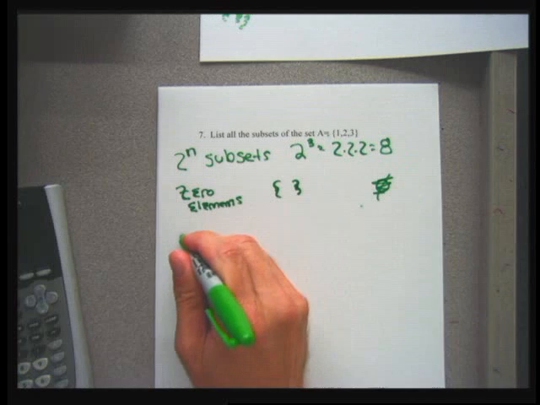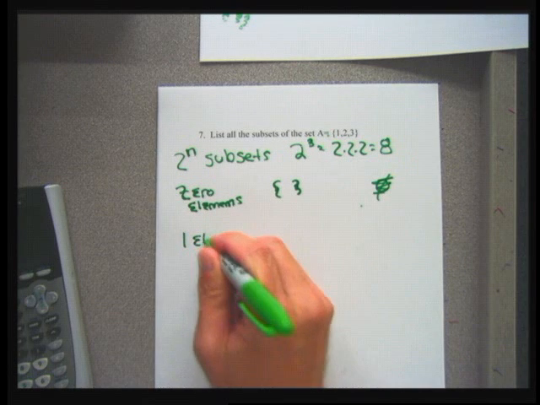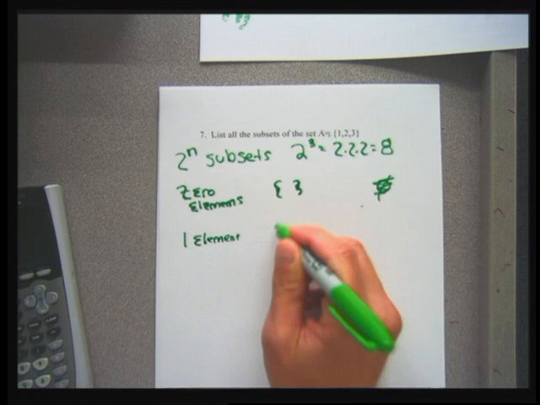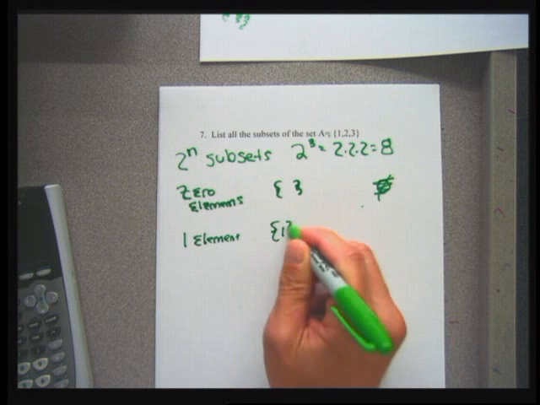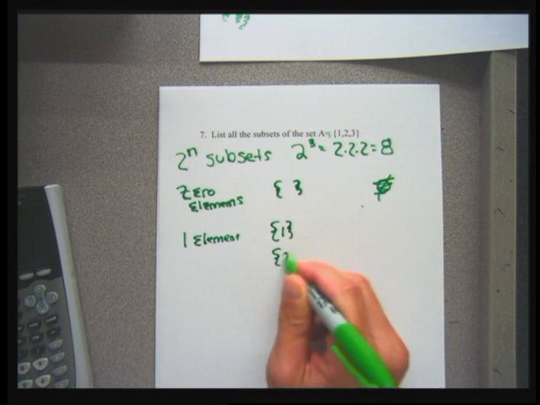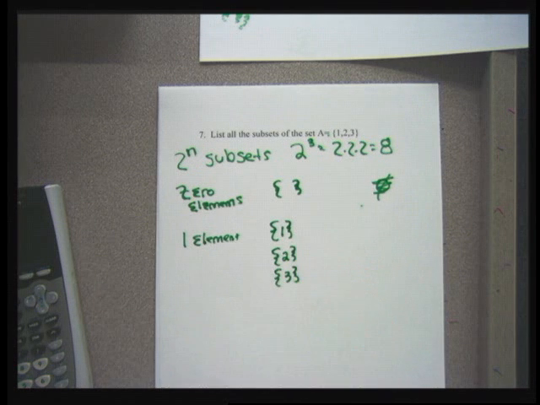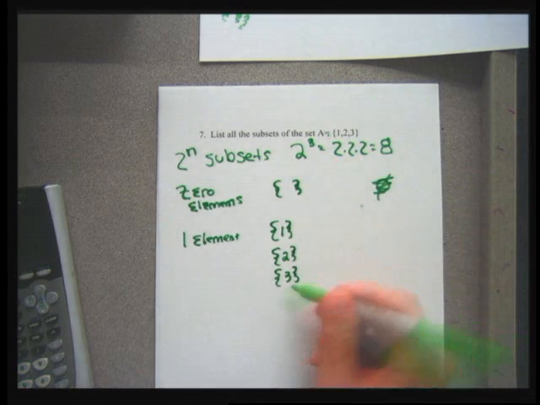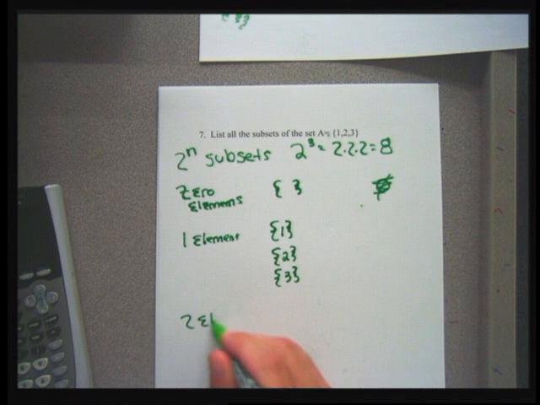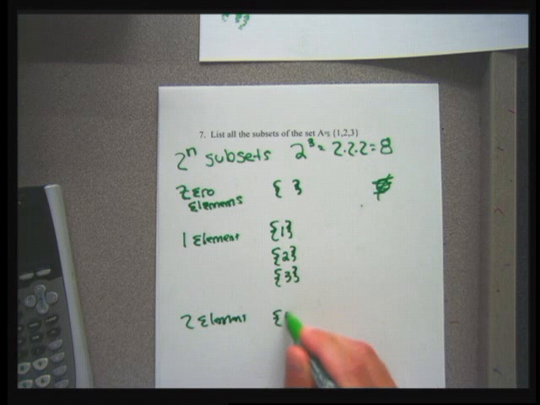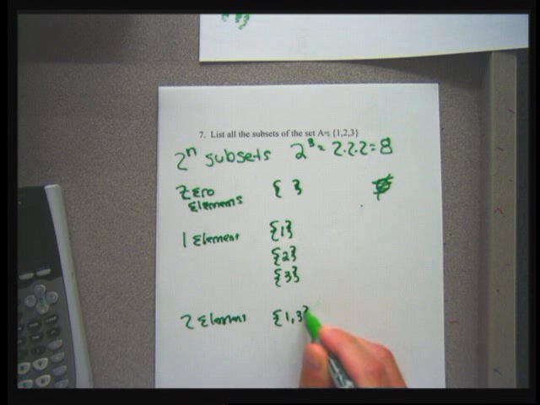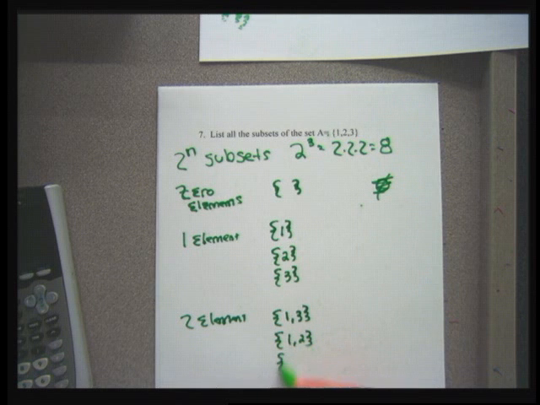There's subsets that have 1 element. That would be the set that only contains the number 1, the set that only contains the number 2, or the set that only contains the number 3. So there's 4 different subsets of my 8. There's subsets that have 2 elements, and those are the trickier ones to get, but they're not horrible. You could have the numbers 1 and 3, the numbers 1 and 2, or the numbers 2 and 3.